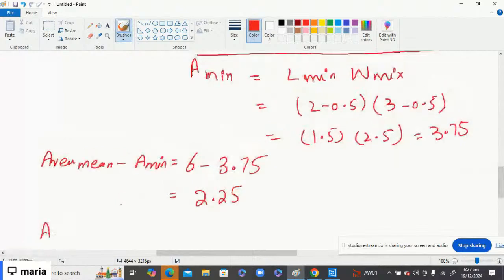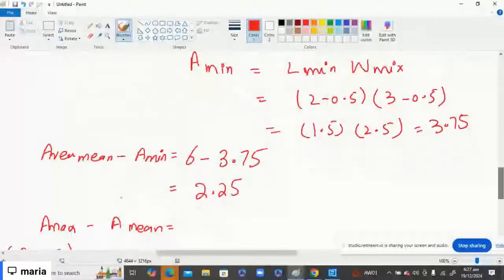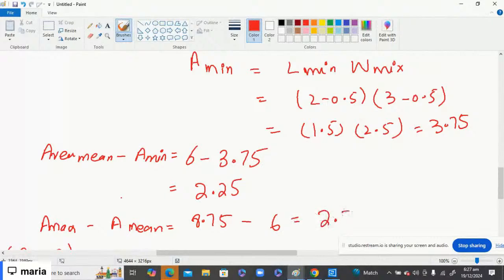Now the maximum area minus area mean. Maximum area is 8.75 minus 6. So 8.75 minus 6 is 2.75. Understand what we do? Four steps here we follow.